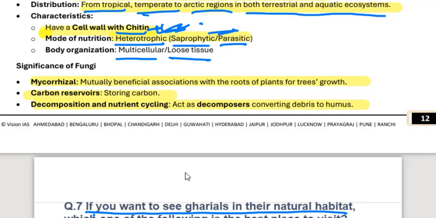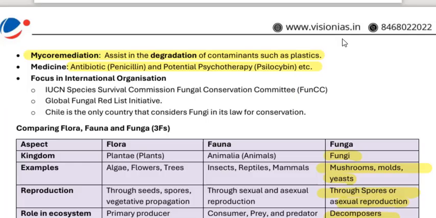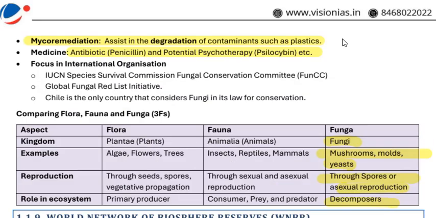Next is, what is the significance of fungi? This is mycorrhiza, a mutually beneficial association with the roots of the plant for tree growth. Mycorrhiza is also used in biofertilizer. This is the symbiotic relationship between the plant and the fungi. Next, we can call it a carbon reservoir because it stores carbon. Decomposition and nutrient cycle: it acts as decomposers, converting debris to humus. Next, see more detail. This is mycoremediation.